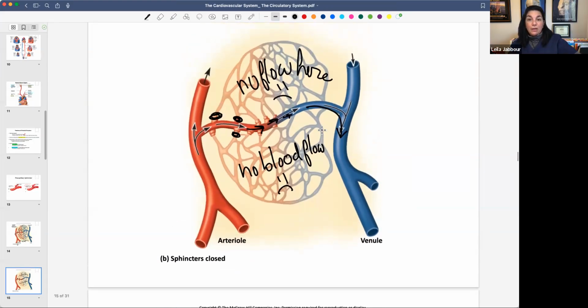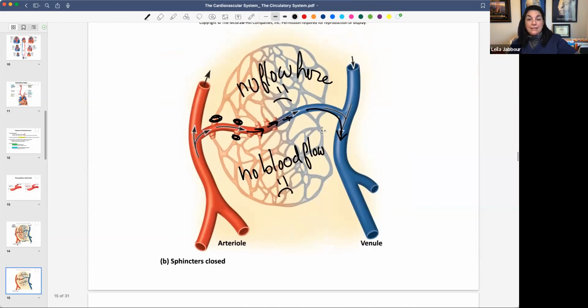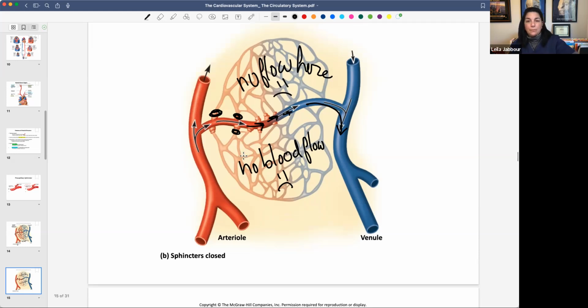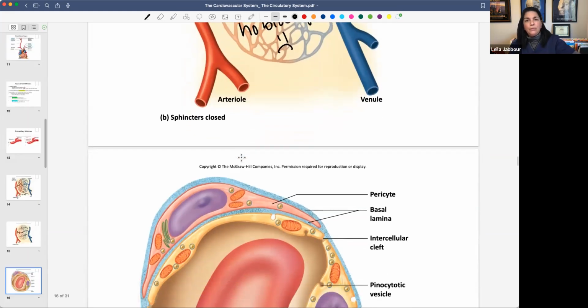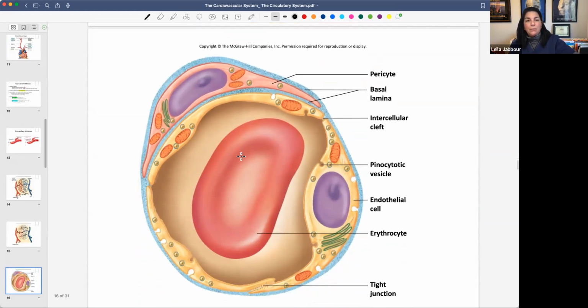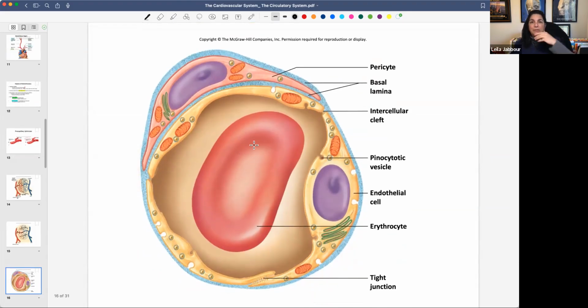So that's how blood gets recirculated. It can go into the capillary beds, or if we don't need it to go in the capillary beds, these sphincter muscles are going to contract to constrict the meta-arterioles. So one of the last slides, we'll explain the scenarios of when that happens.